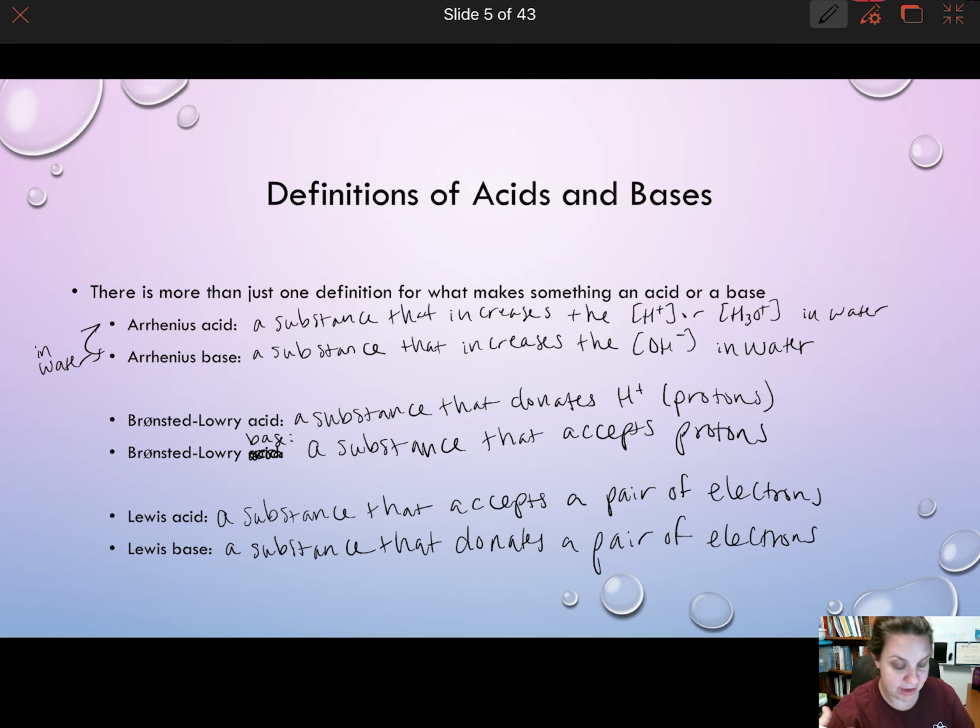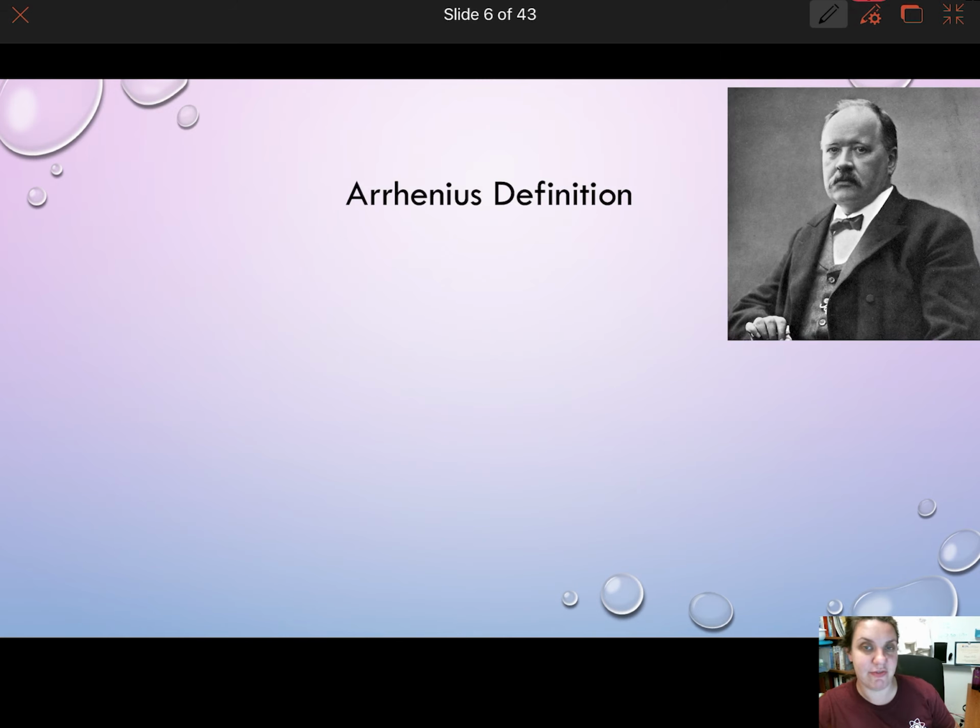So each one of these definitions is named after the person who came up with it. Arrhenius is the same Arrhenius that came up with the Arrhenius equation. Bronsted and Lowry were two gentlemen that came up with the idea of protons moving between substances, and Lewis is the same guy who did Lewis structures. Okay, let's look at each one of these more in detail. I'm going to look at Lewis in a different video because it's like a whole lecture for that one. But we're going to look at Arrhenius and Bronsted a little bit more in detail.